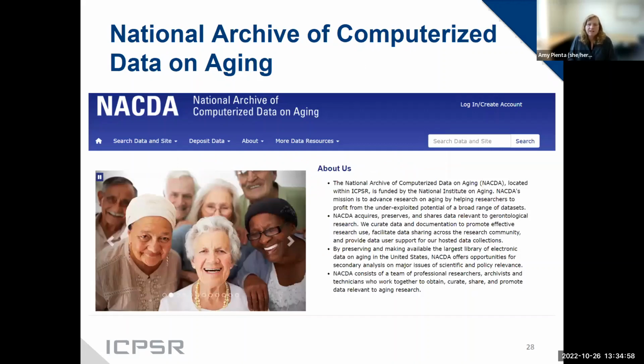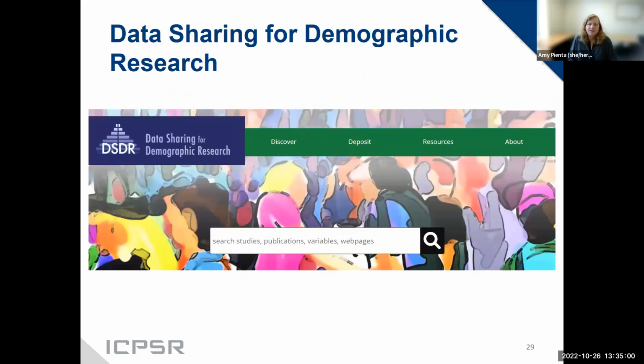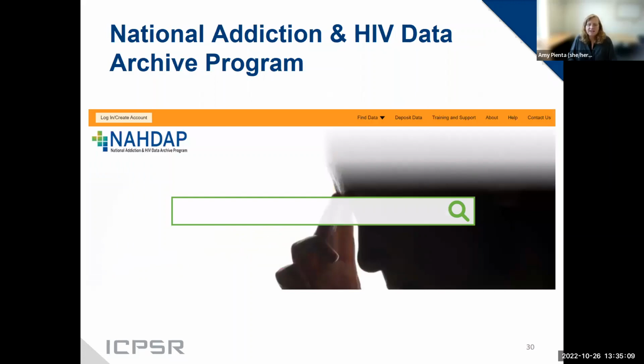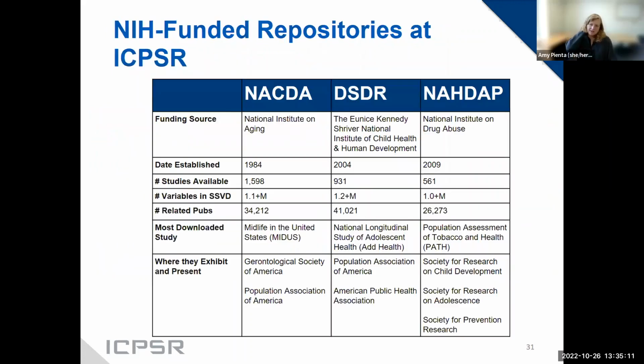So here's the homepage for the Aging Archive, a homepage for the Data Sharing for Demographic Research Archive and the Addiction and HIV Data Archive Program. I wanted to just move quickly through those and show you this chart. It shows you the funding source of each of these repositories and when they were established. The Aging Archive was established back in 1984, the DSDR Archive in 2004, and the new kid on the block, the Addiction and HIV Data Archive Program, which was founded in 2009.